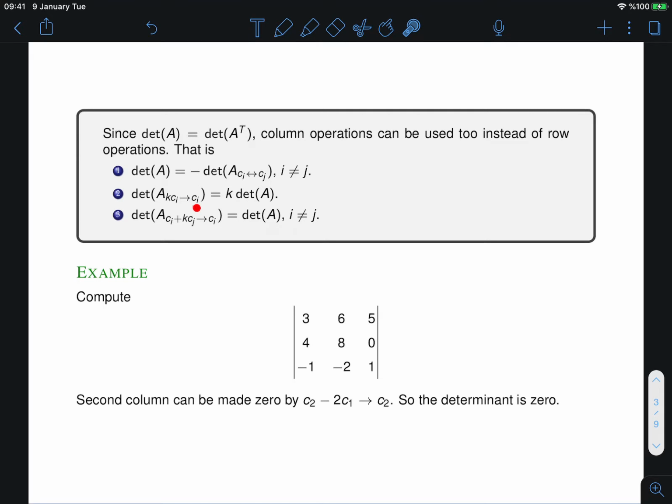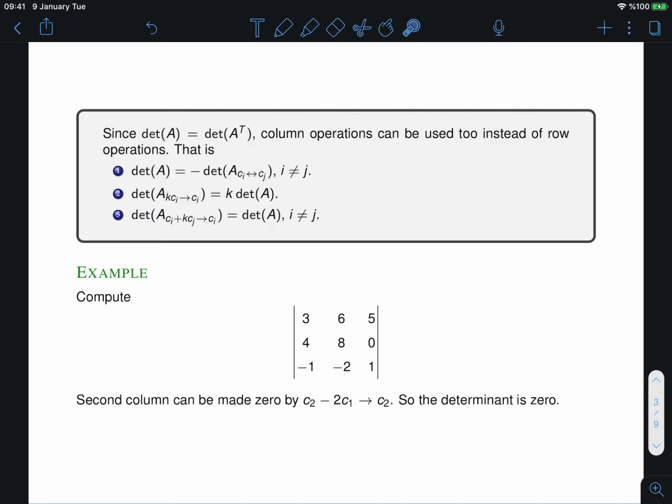So another property, the second property, is an elementary column operation. If I multiply column i by the number k, then I also multiply the determinant by that number k. And the final operation is if I multiply a column by a number and add it to column j, replacing column j, then the determinant does not change. Okay, so the same identities regarding the row operations also hold for column operations.